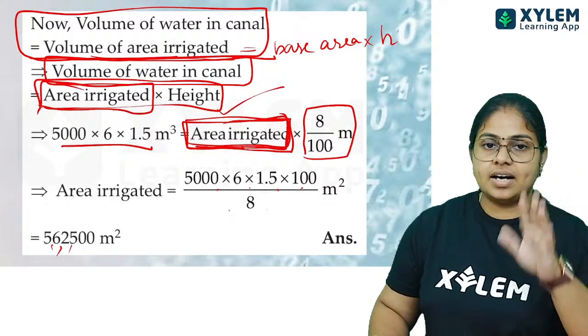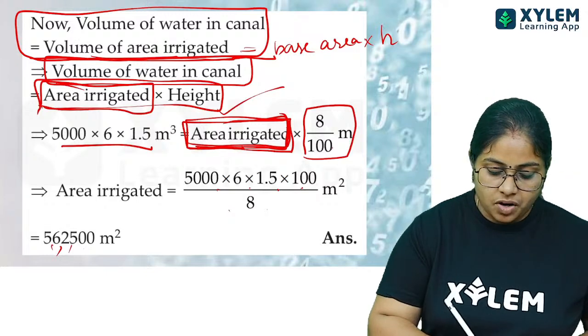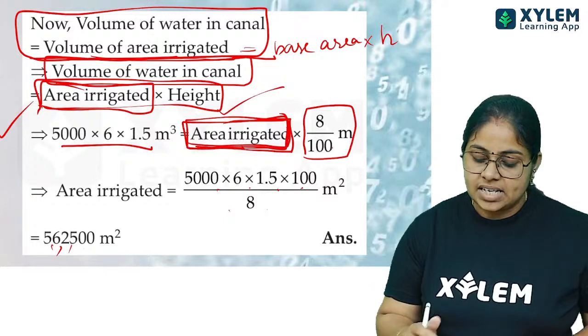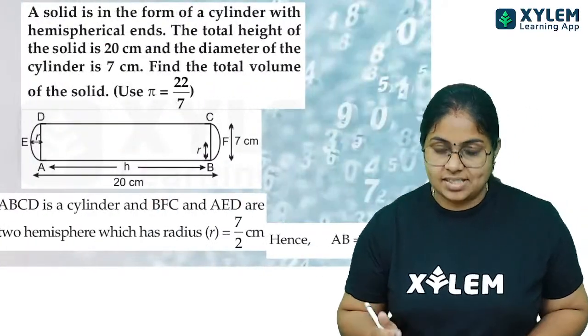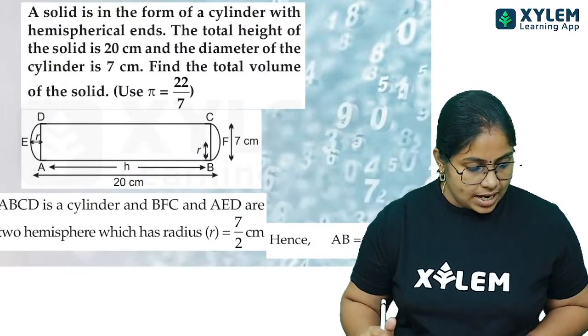That much area is irrigating. That is what we have got from here. Sometimes they will ask twisting questions like this also. Next one, we have a solid.